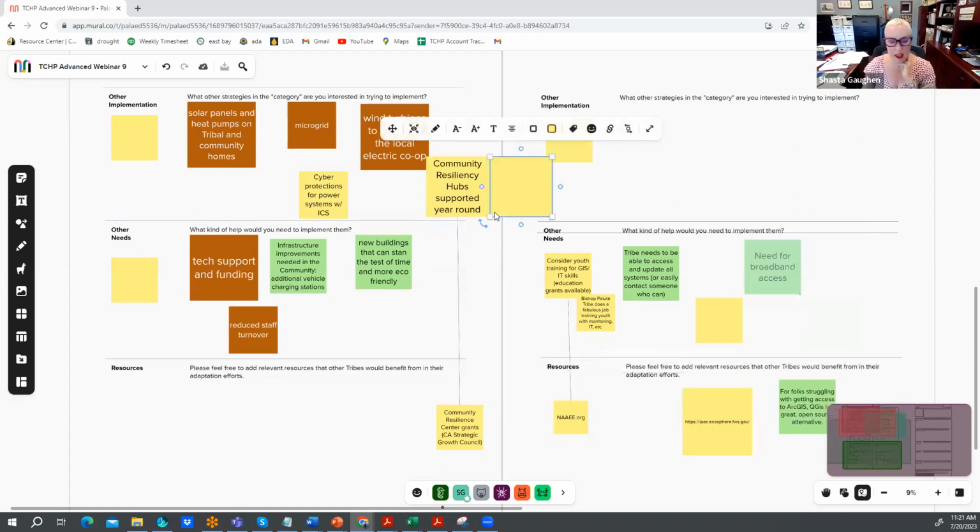Thank you, Tim. I really appreciate that. And I'll say from a personal workplace standpoint for me, I'm looking at the community resilience centers.